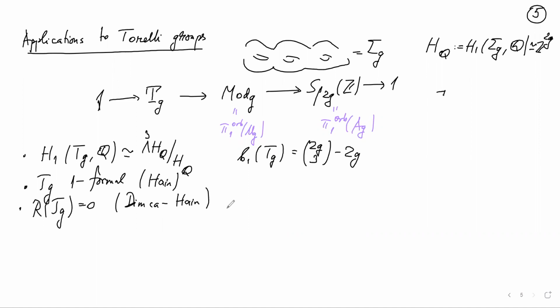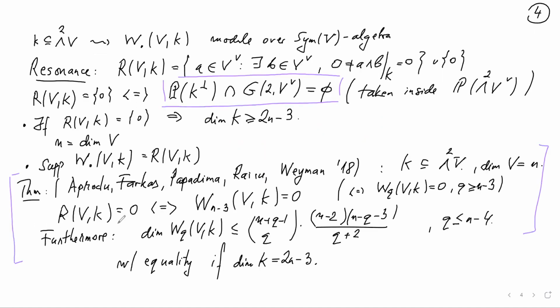Then there is finally a very interesting result: if you look at the Alexander invariant of the Torelli group, T_g divided by T_g double prime, it is nilpotent. It was only a few years ago, 2019, and this is due to Church and Ershov. So we are in a very good shape to apply our previous theorem here, which says that if the resonance is zero, then we have this vanishing depending on the dimension of the space, and the dimension of the space in this case is the first Betti number of the Torelli group.